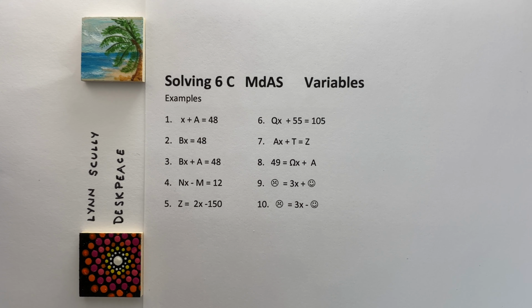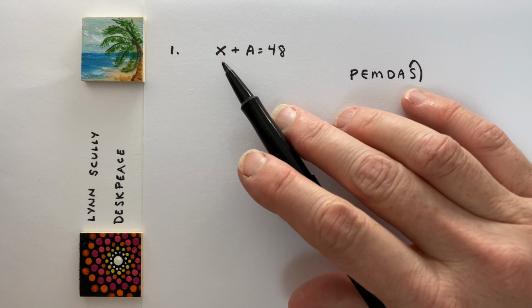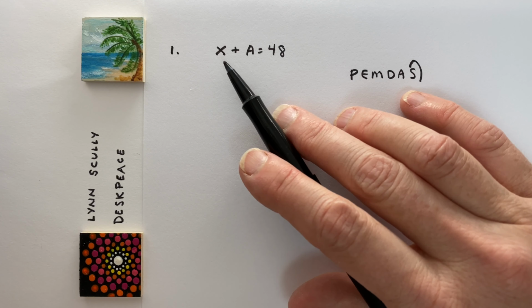Solving 6C using variables. We are solving when we have multiple terms and those terms might have coefficients. So take a screenshot and follow along with me. Let's get started. Number 1, x plus a equals 48, and we're always solving for x in this lesson.